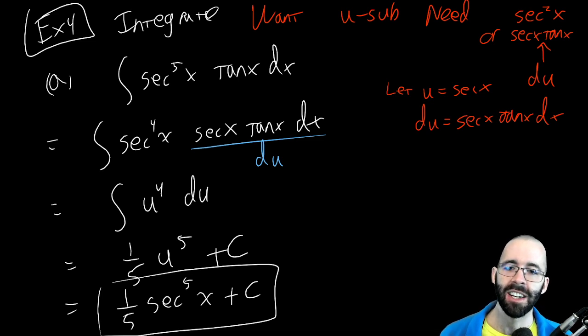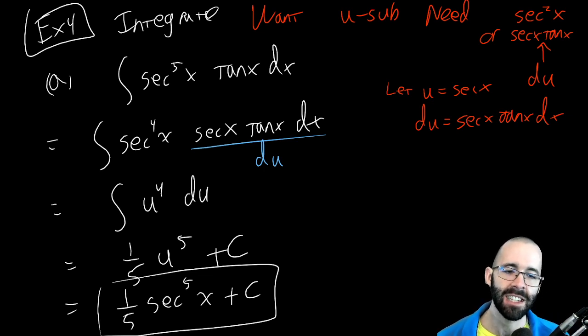Yeah, because using the chain rule, the constant would cancel. We get secant to the fourth x times its derivative of secant. Secant to the fourth times secant tangent is secant to the fifth tangent.